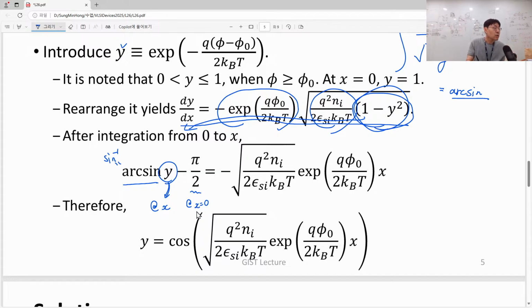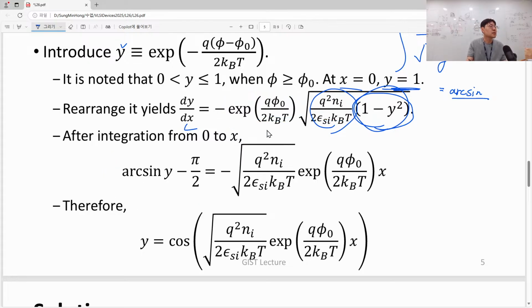But at x equal to 0, y becomes 1, and arc sine means: what is the angle that generates a sine function equal to 1? So this one becomes just half of pi. So this corresponds to the lower limit of our integration. And that was the left hand side.